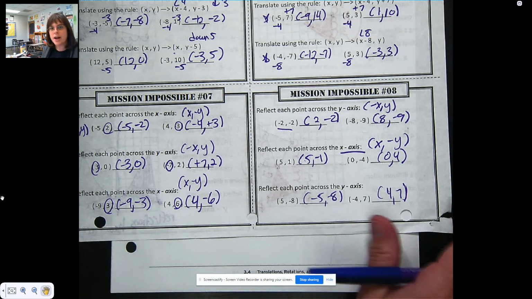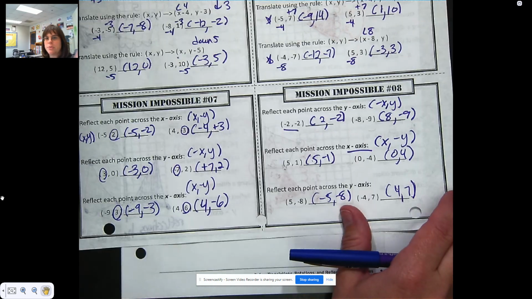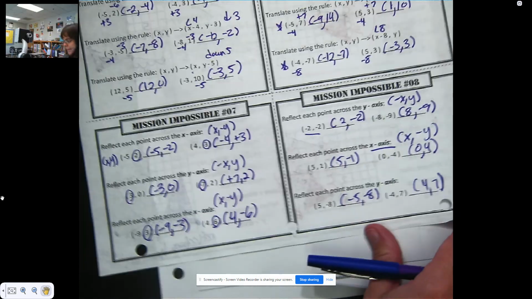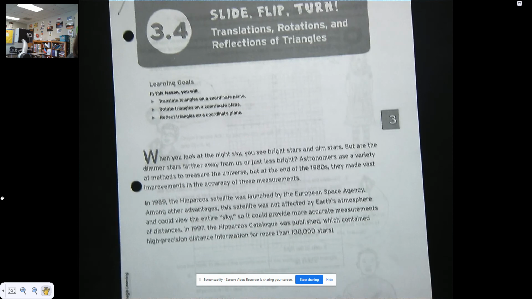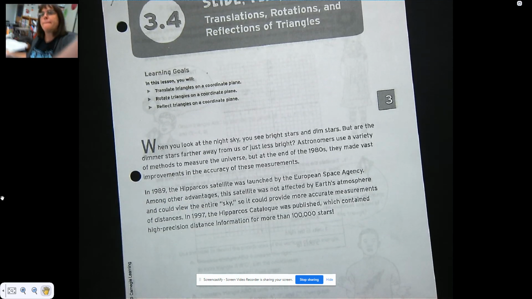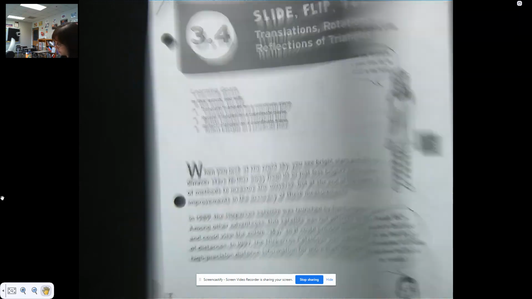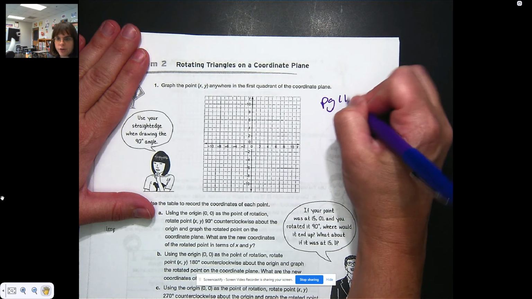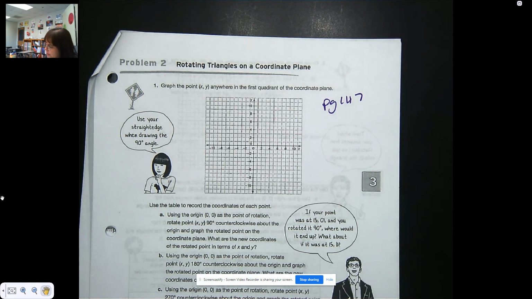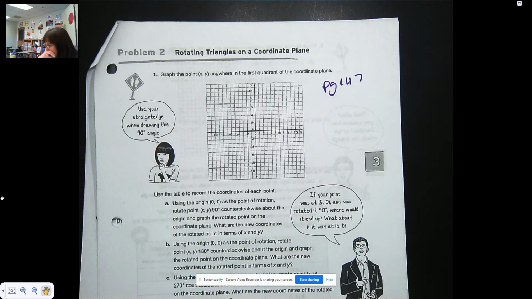All right, so now we're going to talk about rotations. So I'm going to have you turn in your math book to page 147. And we're just going to kind of bring together everything we've talked about. Okay, 147. So it says graph a point anywhere in the first quadrant.